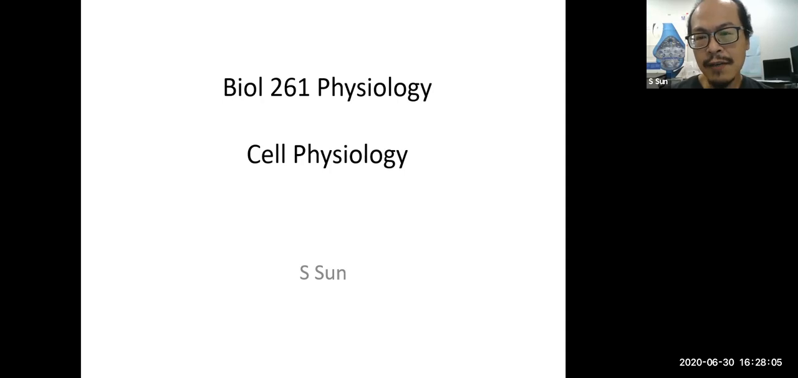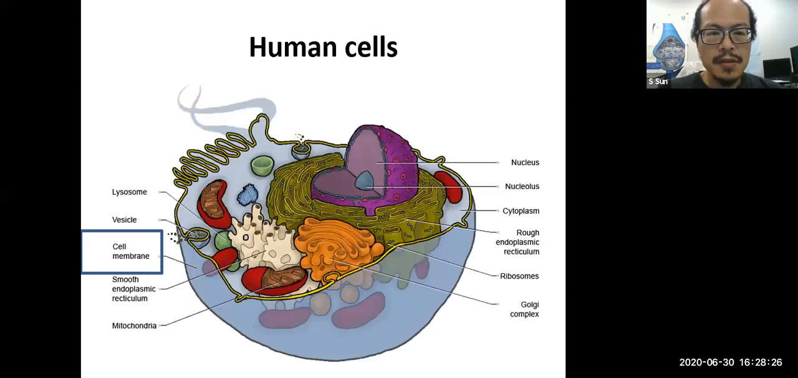Cellular physiology has two portions. One is general cell physiology, and then we will have another topic that talks about cell division, cell duplication, proliferation is a way to say it. So let's start by talking about the cell. So this is a typical human cell.